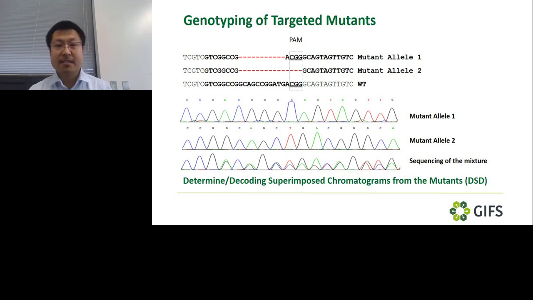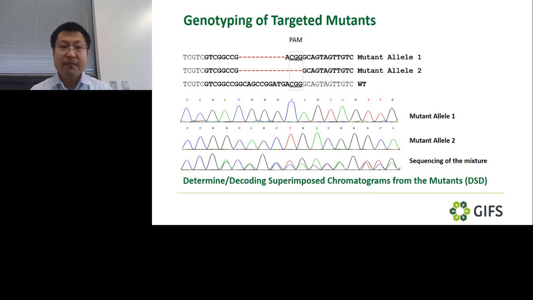Actually, here is the reference sequence, the wild type. Here we designed the targets in the bold sequence, and we got 2 mutant allele types within the diploid plants.